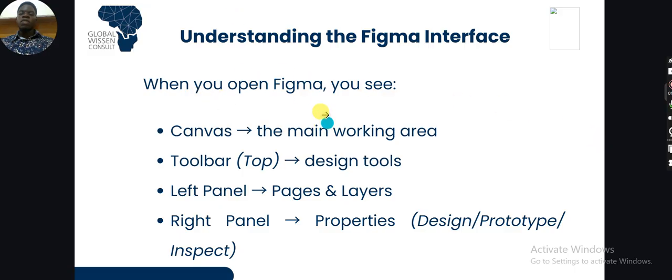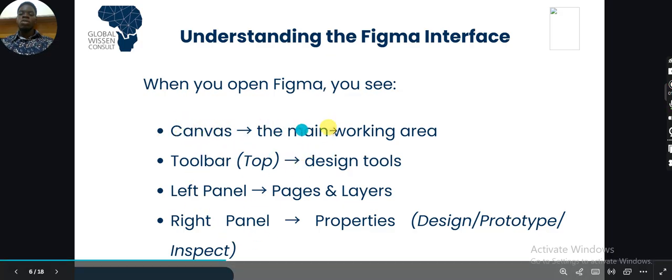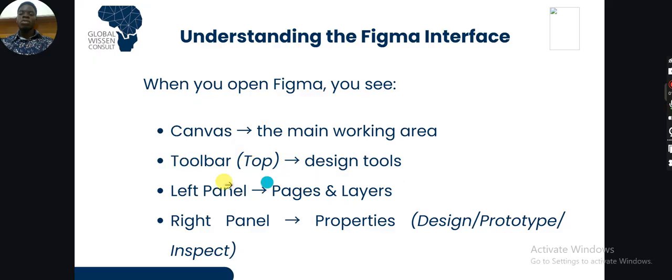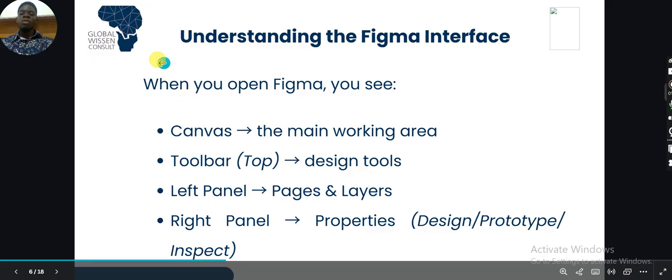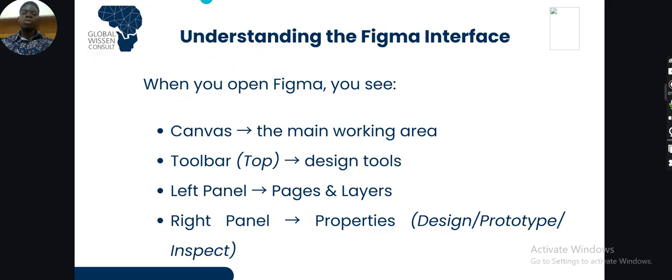When you open Figma, I'm going to explain all these tools. You see your canvas, which is the main working area, the toolbar at the top or bottom, the left panel, the pages, the layers, the right panel. Before we get into all these things, let's see what happens when we get into Figma.